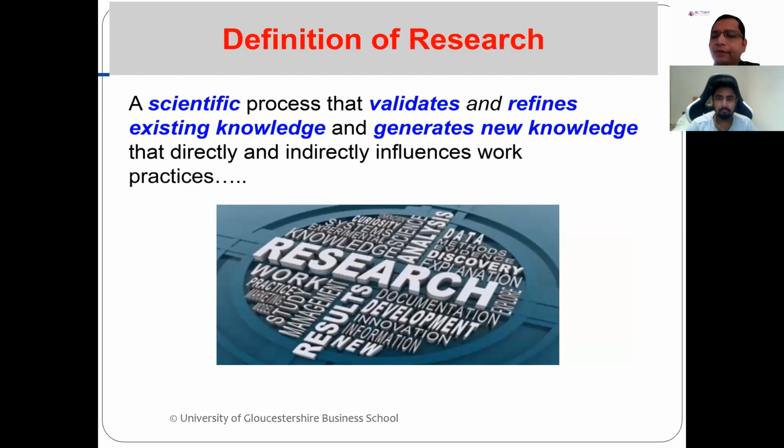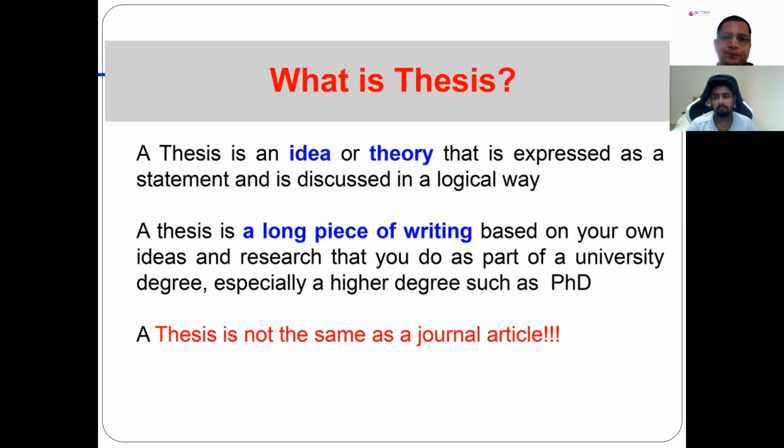So if we try to define again, what is research? A scientific process that validates and refines your existing knowledge and generates new knowledge that directly or indirectly influences your work practice. Try to understand some keywords here. Research is a scientific process that validates and refines your existing knowledge. So all research targets new knowledge. If there is no problem and no solution, there is no research. It must generate new knowledge that directly or indirectly influences your work practices, right?